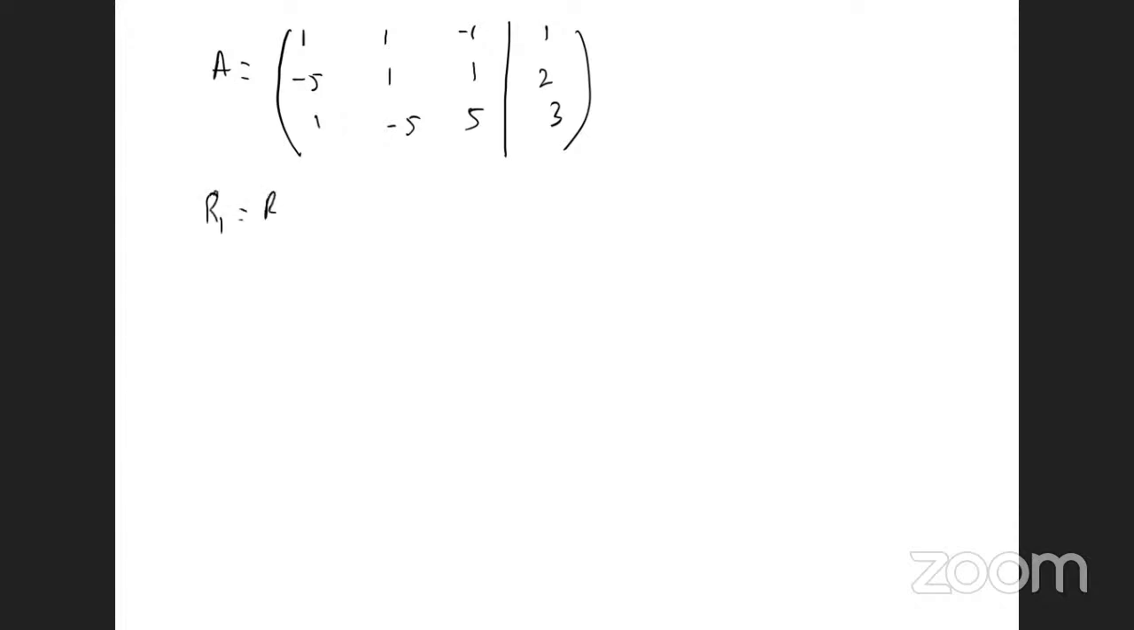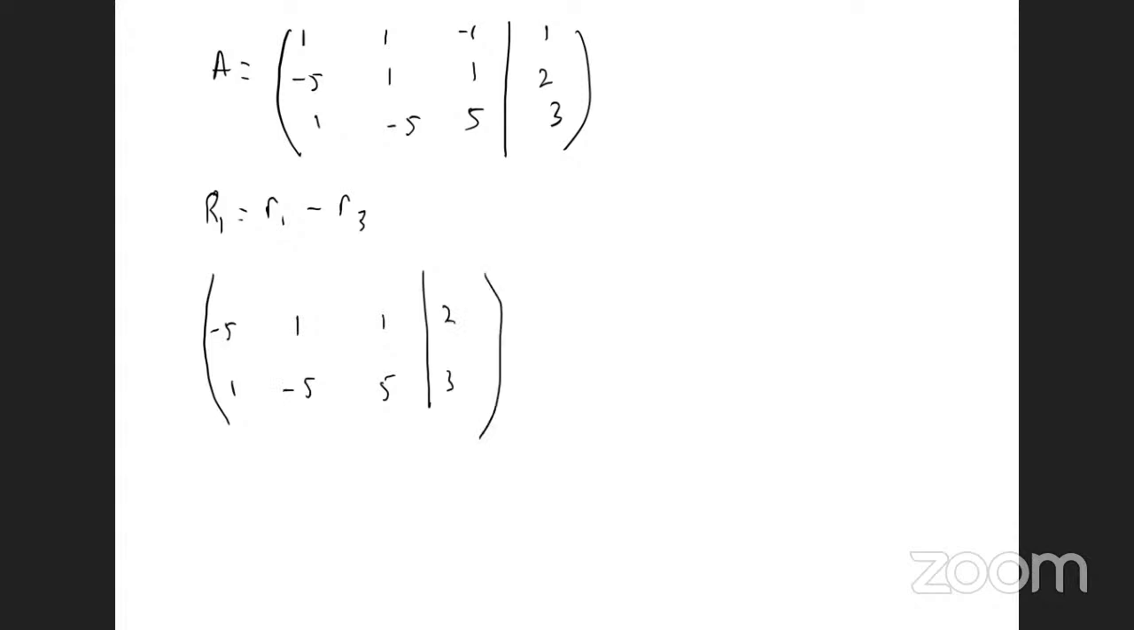So now we just do it over fast. 1, 1, minus 1, 1, 2, 3, minus 5, 1, 1, 1, minus 5, 5, right? We're doing the same thing again. I want to get row 1 to get 0. So that will be row 1 added, sorry, minus. And I'm making a mistake. So that is minus 5, 1, 1, minus 5, 1, 5, 2, 3.